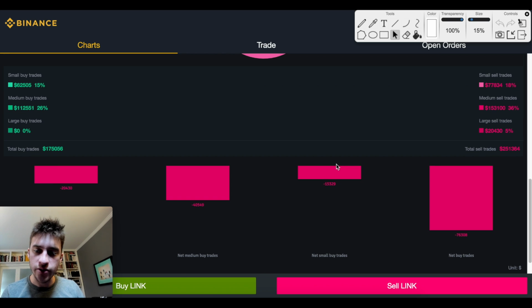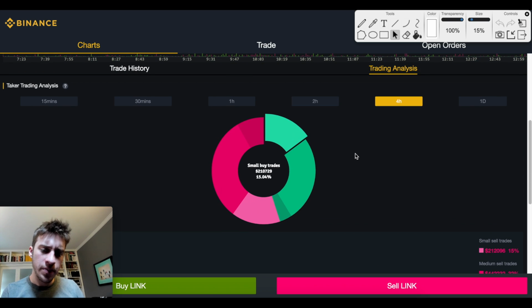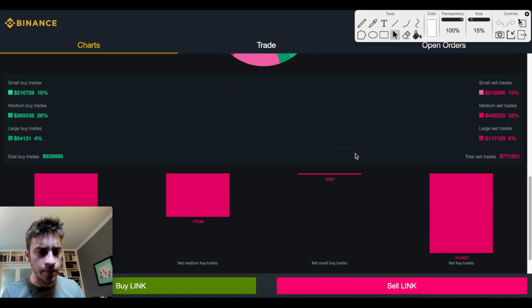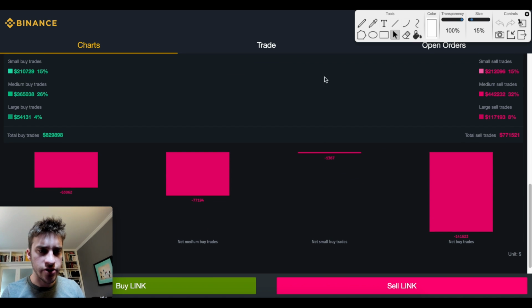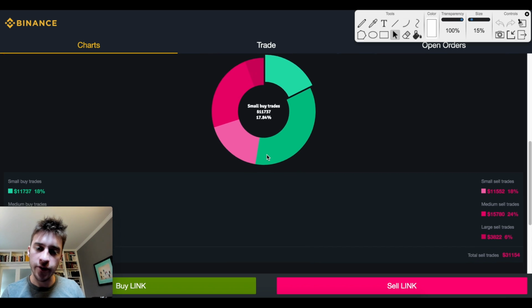On Link Central Time, but here it looks pretty clear that the sellers are in control. Let's go to the past 4 hours. I want to get some more data here. Past 4 hours, same story, just sellers are in control. How about we go super short term and go the last 30 minutes? What is happening in the very short term?